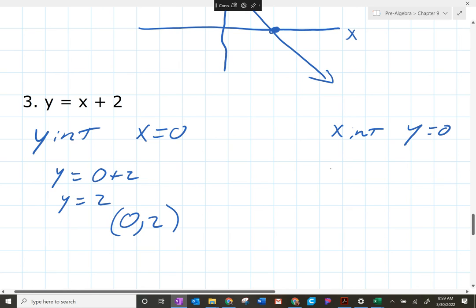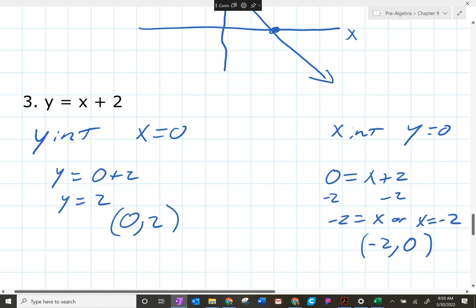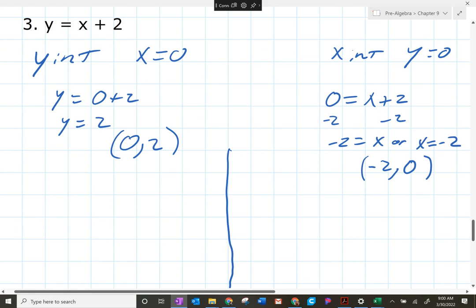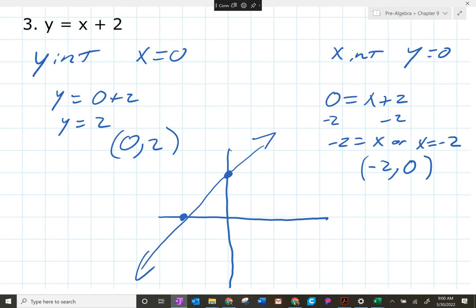On this one, it was 0 equals x plus 2, minus 2 from both sides. I get -2 equals x, which is the same as saying x equals -2. My ordered pair is going to be -2, comma 0. So to graph this one, my first ordered pair is going to be at 0, positive 2. Next one is going to be at -2, 0. Connect the dots. My graph should have looked like that. Okay?